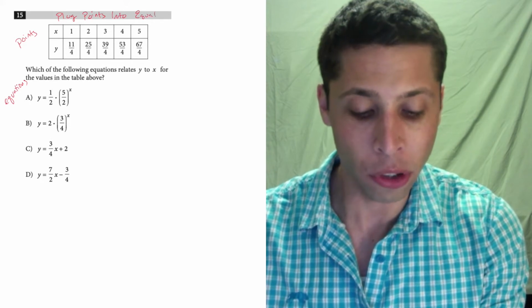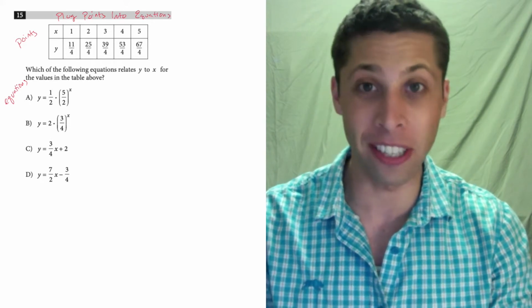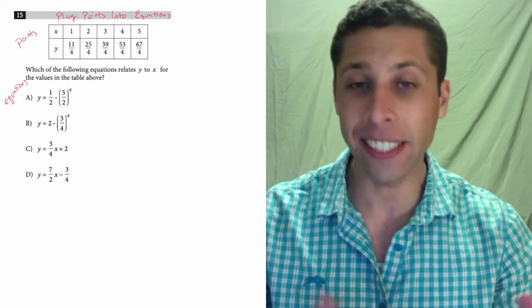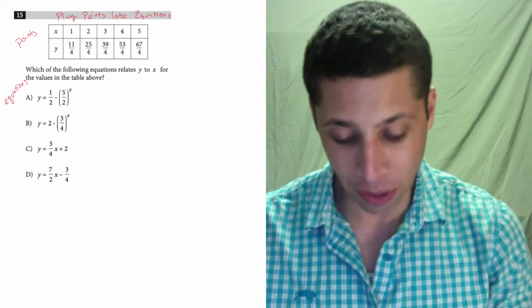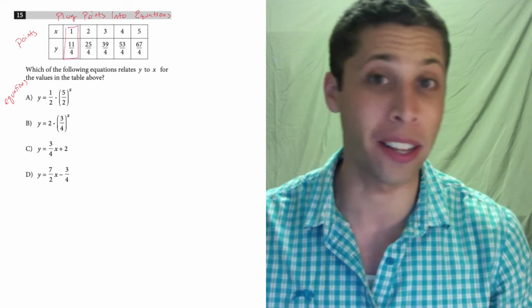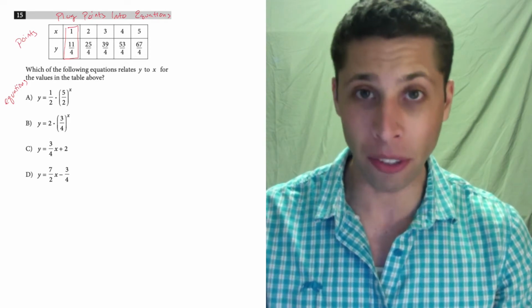If you're trying to think about this logically, about which equation matches this pattern of points, you're doing this wrong. Just take the easiest point and test it out in all the equations. The easiest point is definitely going to be where x is 1, because it makes a lot of the arithmetic much easier. So just be methodical here. Go through every single choice.